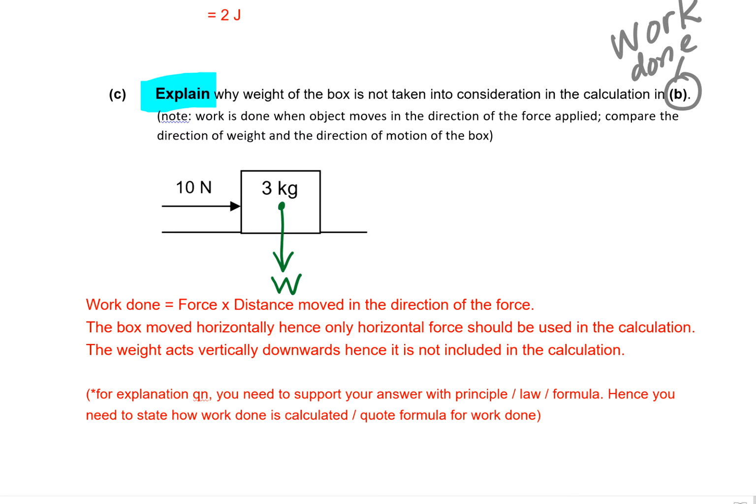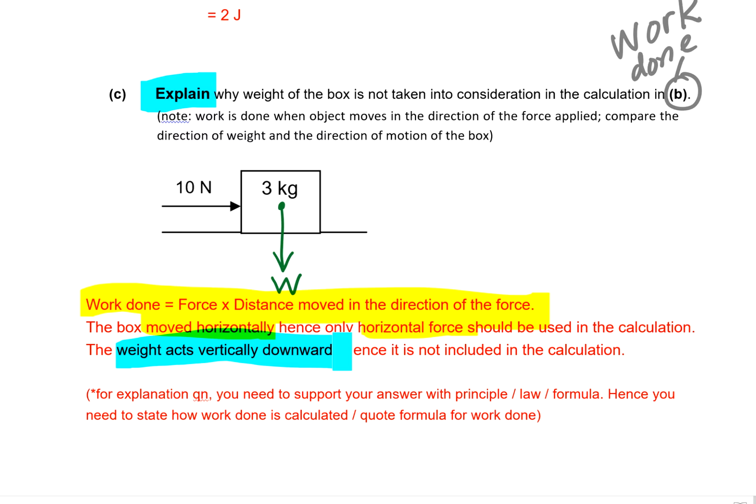So over here, I've supported my statement as my answer. First of all, I write down, this is how I calculate work done. So work done is the force multiplied by the distance moved by the object in the direction of the force. And then I go on to explain that in this case, because the box moved horizontally, I only need the horizontal force. And then I go on to say that the weight is not needed in the calculation because the weight is acting downwards, it's not horizontal.